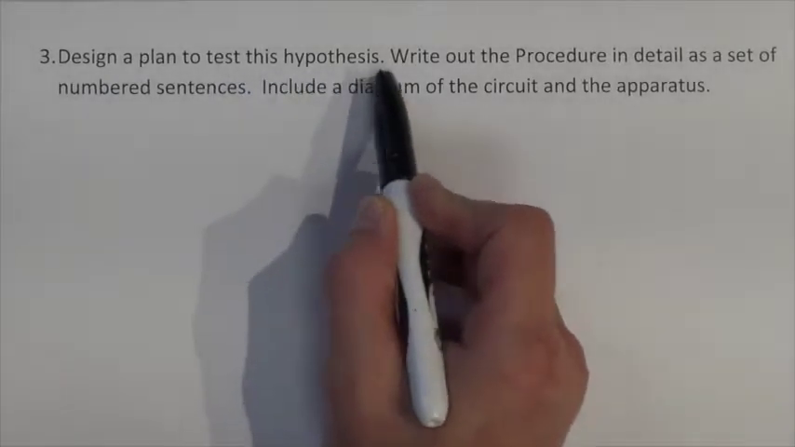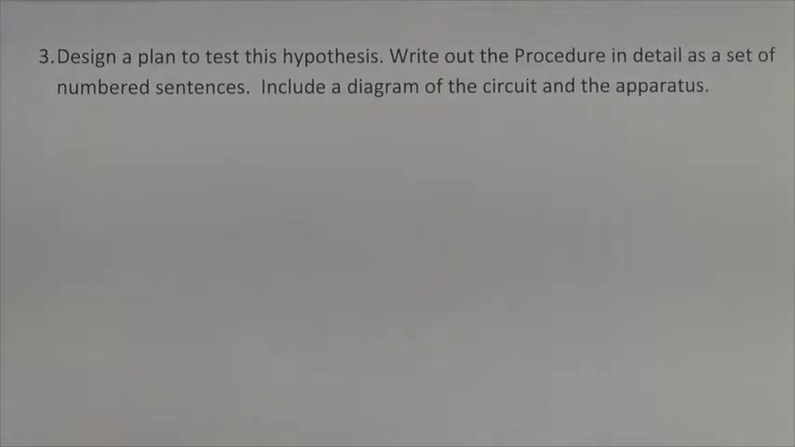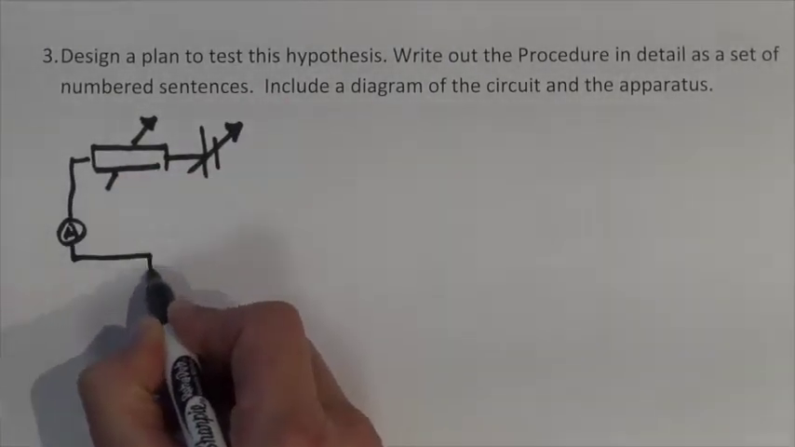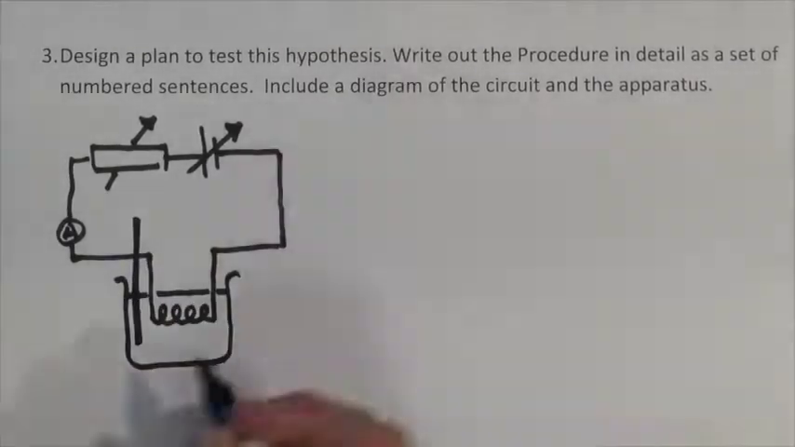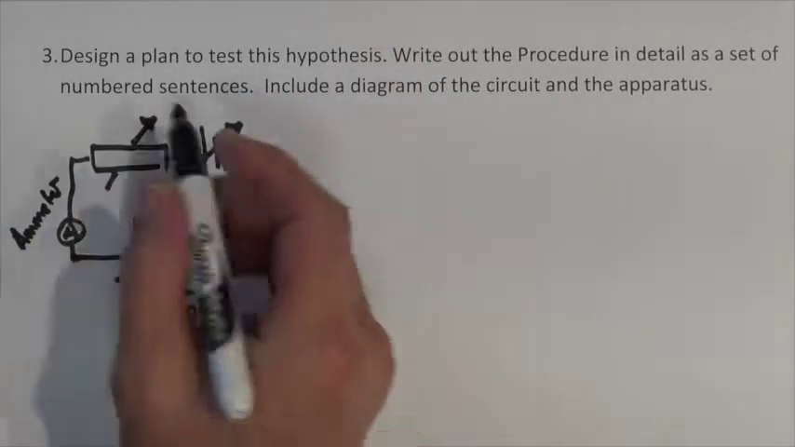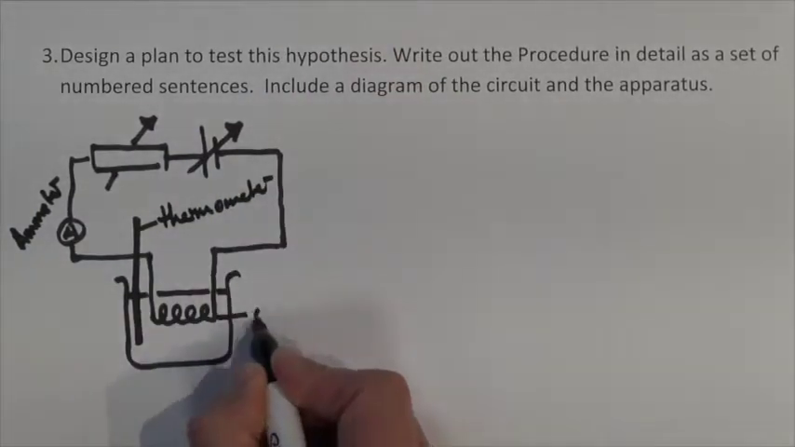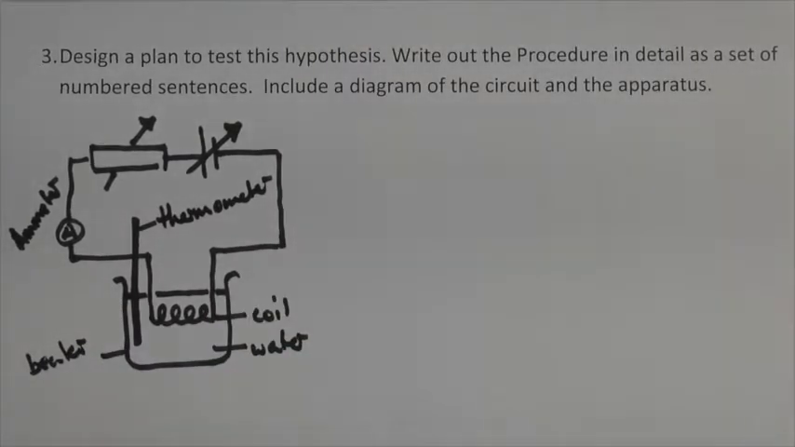The next thing is we're going to design and plan a test, a practical, to test this hypothesis. So here I've got a very simple circuit which I've put together, and I'll just explain through it. We've got an ammeter here, we've got a variable resistor, we've got a variable power source, we've got a thermometer, a coil, and some water in a beaker.